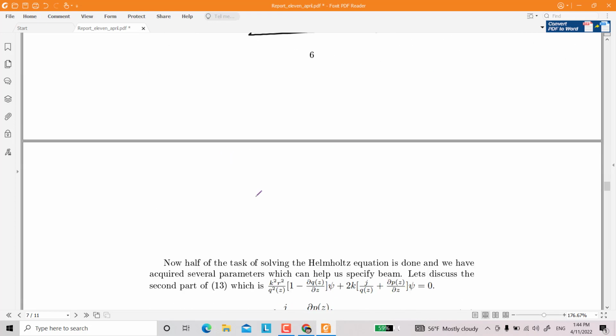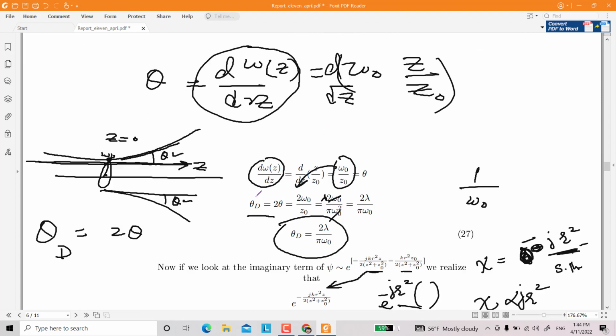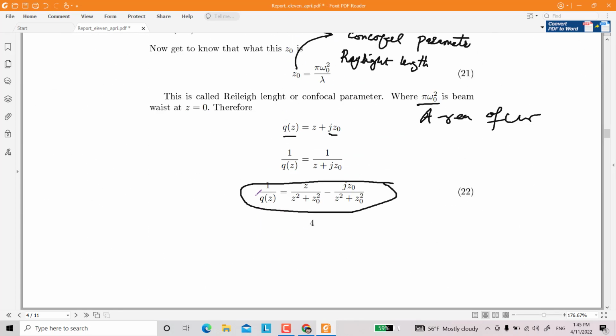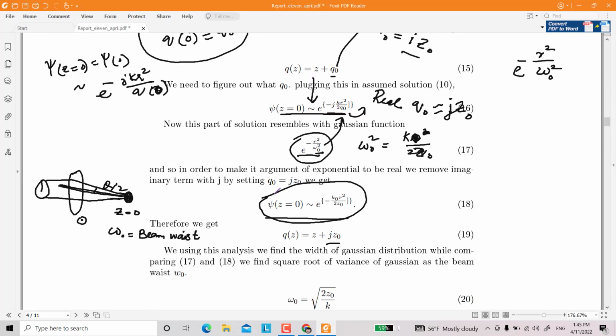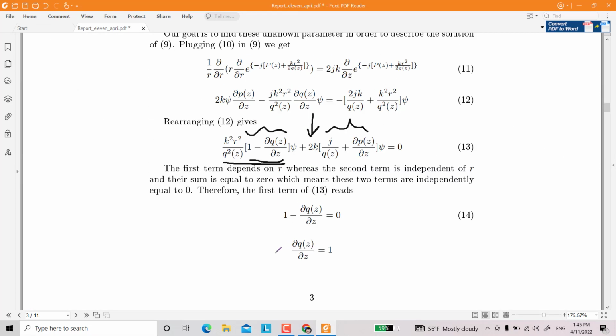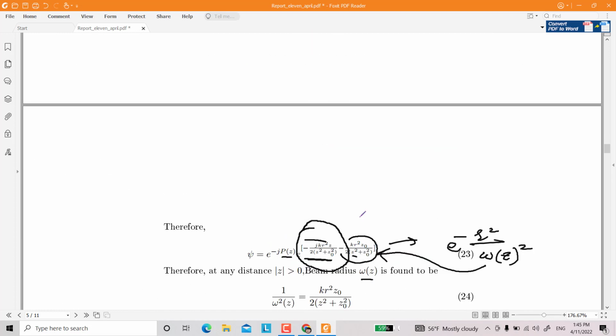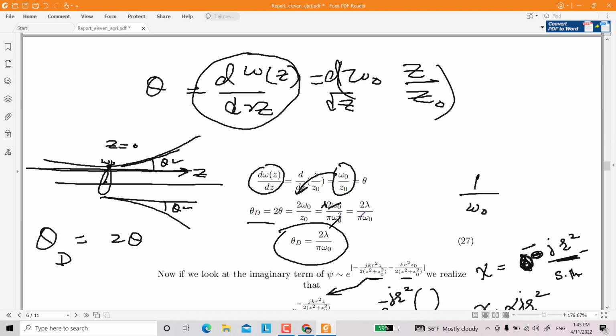Yeah. So the next task is to solve the other half of the equation, which is the differential equation with respect to p of z. Let me show you this thing. We solved this term and got to know so many parameters, and now is the time to discuss the second part. Again, k cannot be 0, psi cannot be 0, means that something which is appearing inside this bracket is 0. So how to deal with that?